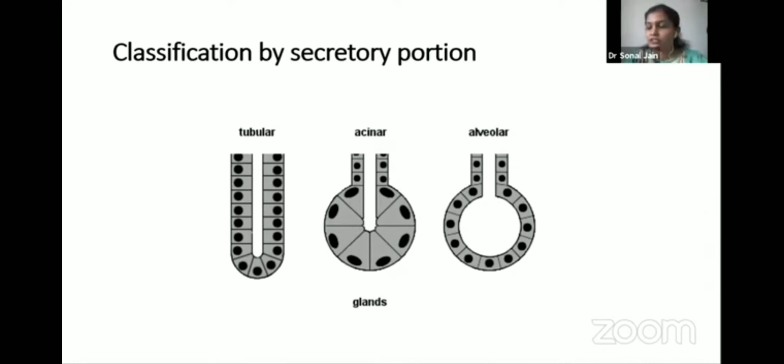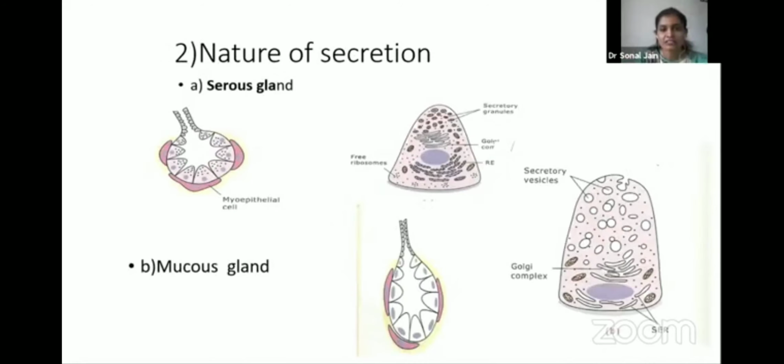Next, according to the nature of the secretion, there are serous glands and mucus glands. Serous has a small lumen, and mucus has a large lumen. Serous gland is darkly stained, more basophilic. Mucus gland is lightly stained. Why is this staining so? Because the serous gland has zymogen granules at the apex, and at the base it has basal striations, so it is darker. In mucus gland, mucus droplets are present, and the nucleus is at the periphery and flat.